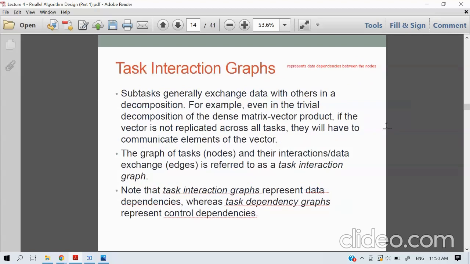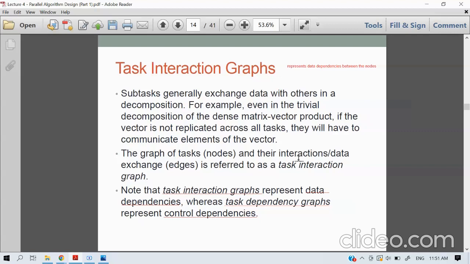Alright, so just now when we calculated the CPM and so on, that one is the task dependency graph. We have another one, called the task interaction graph. The difference between dependency and interaction is that it represents the data dependency between the nodes. Subtasks generally exchange data with others in a decomposition. Sometimes they need to exchange data between each other. So the graph of task nodes and their interaction is referred to as the task interaction graph.